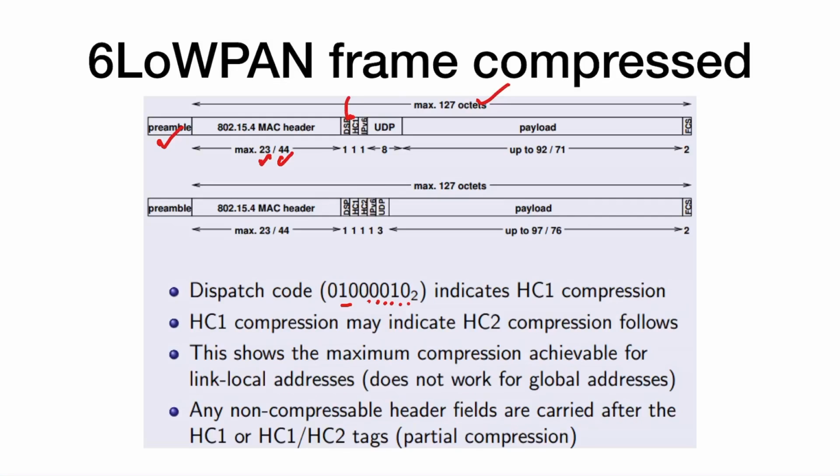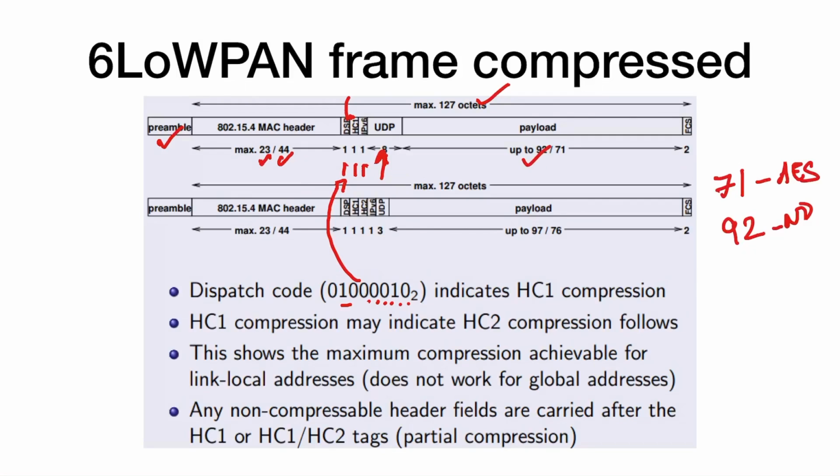Now we have a dispatch code of 1 byte, then HC1 for 1 byte, then IPv6 for 1 byte. So in total 3 octets are gone here. Next is the header compression, then IPv6, then UDP of 8 bytes. Please note that the IPv6 headers are not included here because compression is now happening. So in that case the payload is 72 to 91. So 71 means with security and 92 means no security, here with AES.